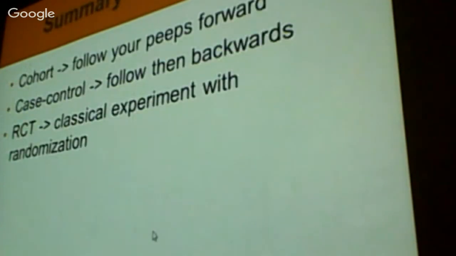But that's not what we're going to do. Do something else. So here's a summary of scenarios. Cohort, we follow your people forward. Case control, we follow them backwards. And randomized control trial, that's a classical experiment.